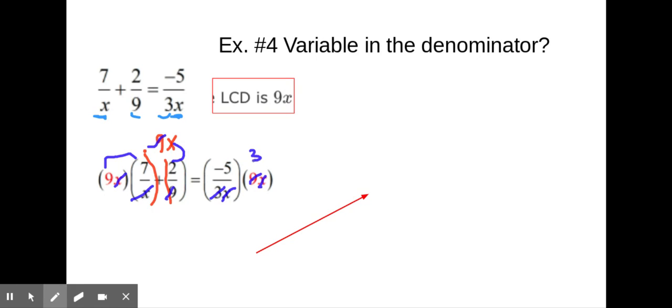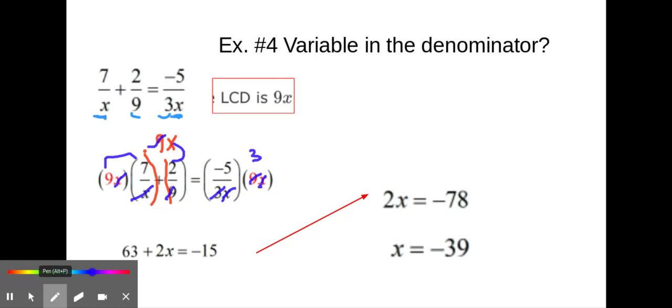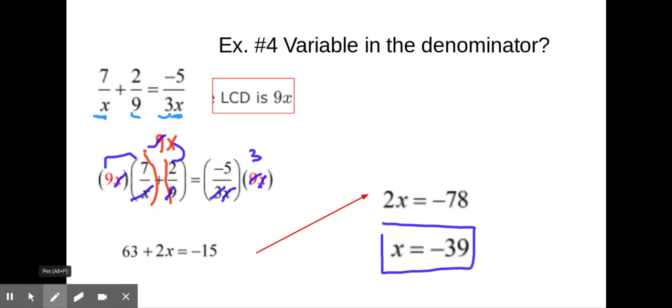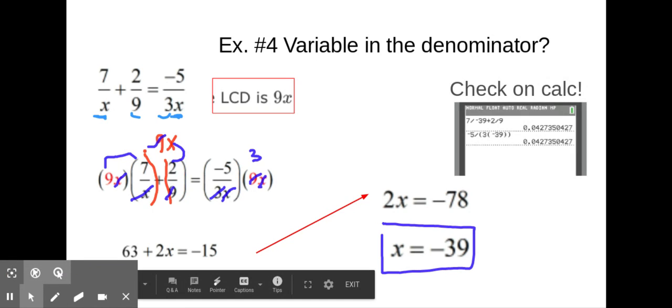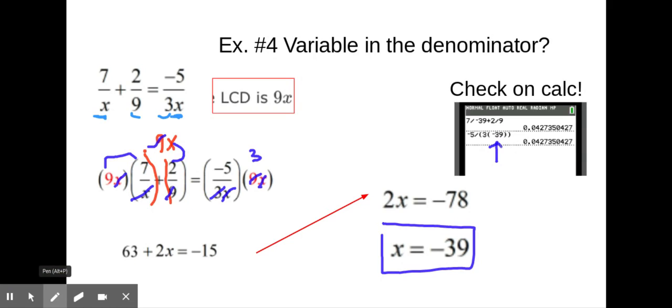And now when we multiply that out, we get 63 plus 2x equals negative 15. Subtract 63 from both sides, divide by 2, and you get a final answer of x equals negative 39. Again, we check that. Make very, very certain when you check this that you use the parentheses when you're substituting in for the denominator. In other words, again, this 3 and this x are together. You need to enclose the 3 and the x in the parentheses. So the 3 times the negative 39 get enclosed in parentheses. Otherwise, the calculator will end up multiplying instead of dividing.